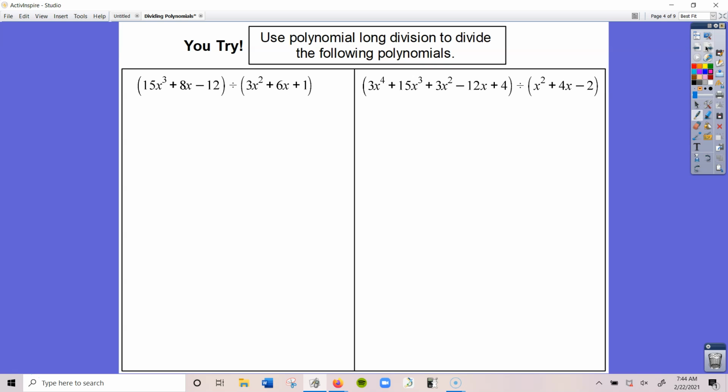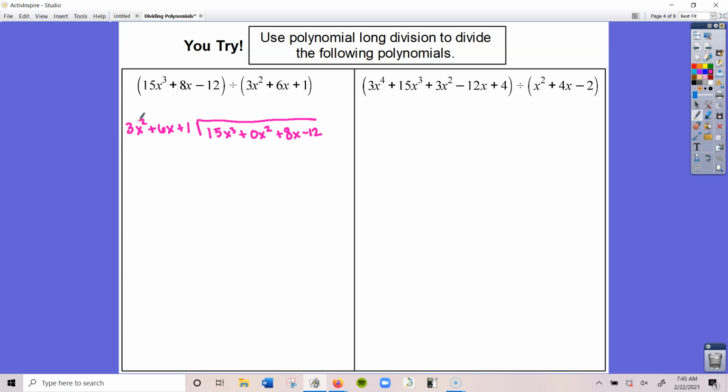We have here 15x to the third plus 8x minus 12 divided by 3x squared plus 6x plus 1. This is my divisor, so I'm going to write that first. It's not missing any terms, so I'm just copying it down. However, my next polynomial is missing a term. We're missing the x squared once more, so I'm going to have to add a 0x squared. So 15x to the third plus 0x squared plus 8x minus 12.